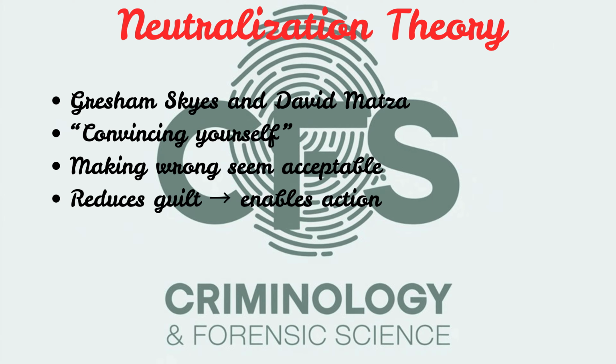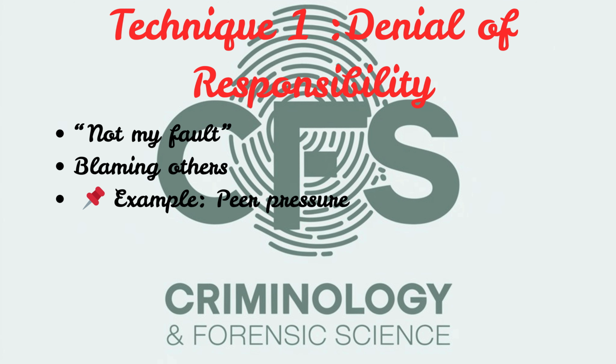To understand this in a very simple way, think of it like this. Before doing something wrong, people convince themselves that it is not really wrong in that situation. This mental process reduces guilt and allows them to drift into deviance comfortably. Let's go deeper into this with clear, relatable examples and case-style situations so that you can easily remember it.